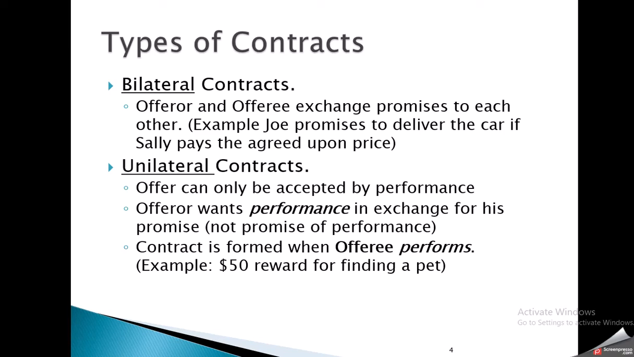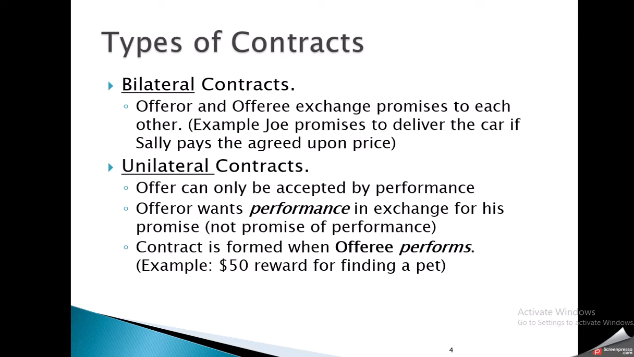A bilateral contract is by far the most common, and it is when the offeror and the offeree exchange a promise. So Joe promises to sell his car to Sally when she pays the agreed upon price. Or you have a roofer come and give you an estimate. They say, hey, we'll charge you $8,000 for a new roof. And you say, okay, sounds like a good deal. I'll take that. You sign the quote. That's a bilateral contract. It's a promise for a promise. They promise to put a roof on your house and you promise to pay them.